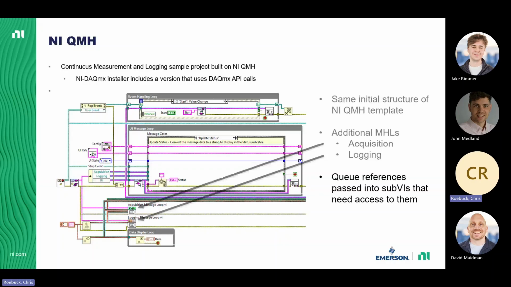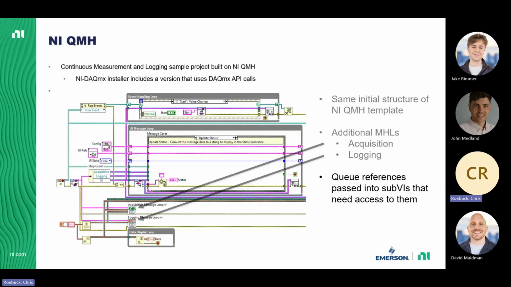So if I go back for a second and we just look down at the bottom, we've got two additional message handlers. We've got an acquisition message handler and we've got a logging message handler. So we've got two additional QMHs there. And if we want to interact with them, we need to be able to access their message loop. So we've actually passed in references. If they want to send us information, we've actually passed in references to our queue.